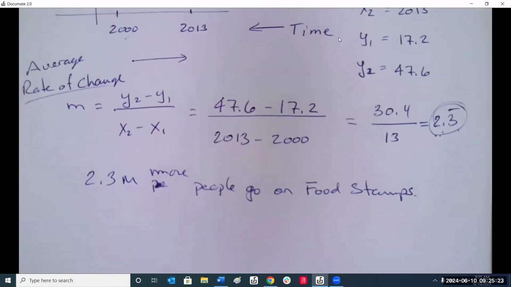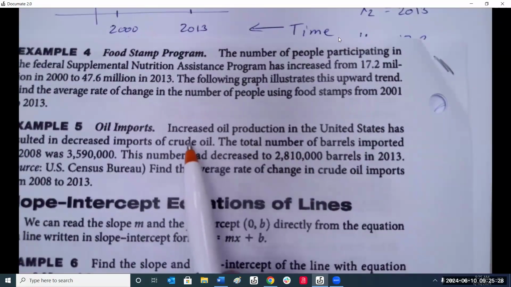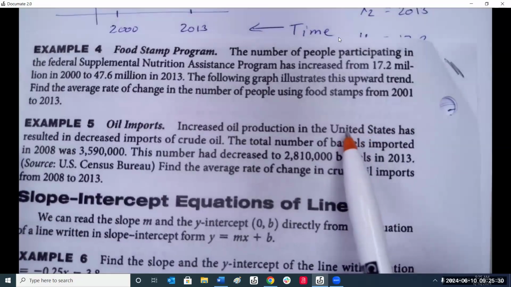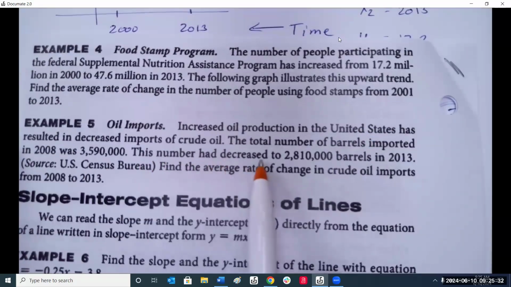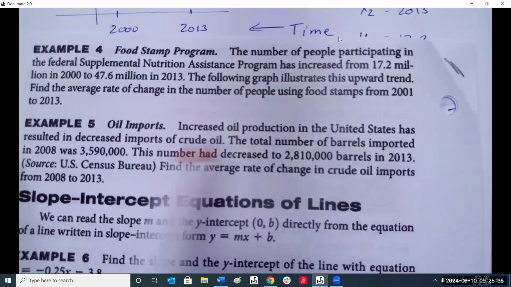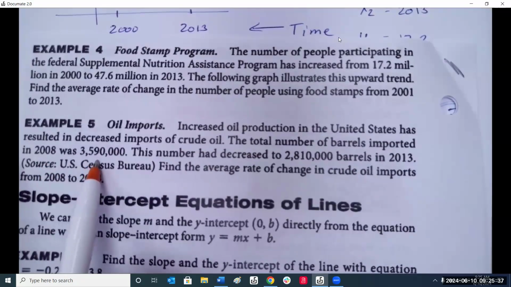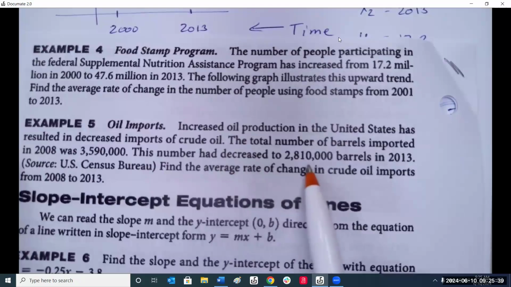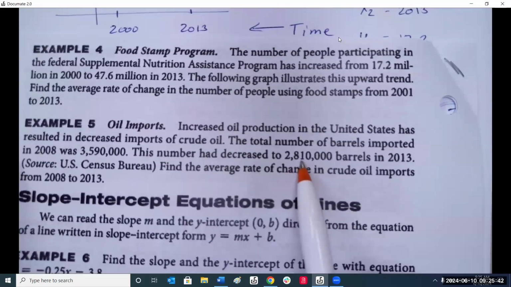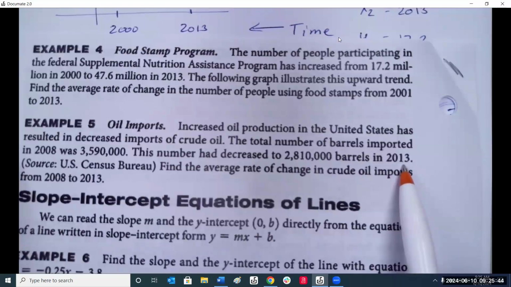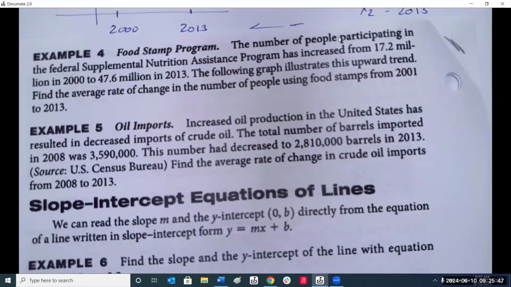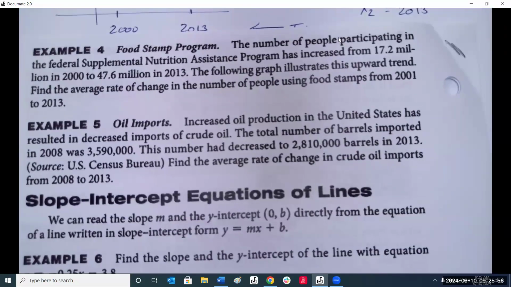So you see, the same thing goes in example number 5. Oil imports. Increase of oil production in the United States has resulted in a decrease of imports of crude oil. The total number of barrels imported in 2008 was 3,590,000. The number decreased to 2,810,000 in 2013. So we set it up the same way. The time goes on the bottom. The number of barrels goes on top. Y2 minus y1 over x2 minus x1.